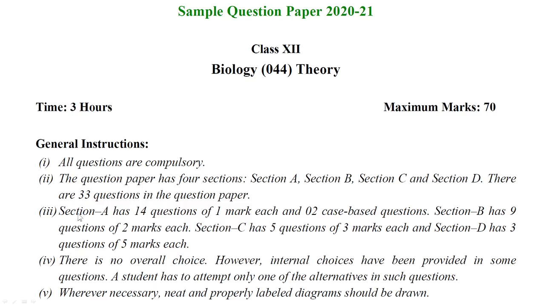Section A has 14 questions which carry 1 mark each, and there are two case-based questions. Section B has 9 questions of 2 marks each. Section C has 5 questions of 3 marks each, and the last section D has 3 questions of 5 marks each. There is no overall choice, but internal choice has been provided in some of the questions. In such cases, a student has to attempt only one of the alternatives.